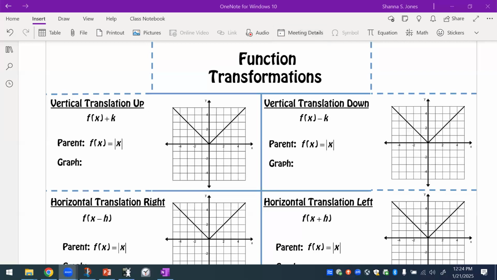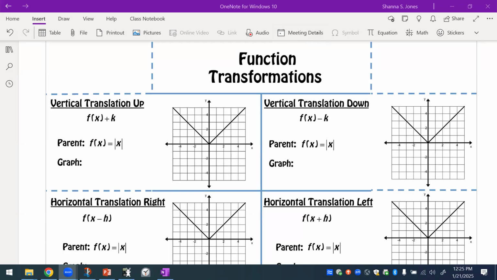All right, guys, we are talking about function transformations. And we're specifically going to be using the absolute value function to model that. That's because we've been working with the absolute value function, correct? Okay. Our function transformation rules that we're going to learn for absolute value will apply for every other function that we learn for the remainder of the year.